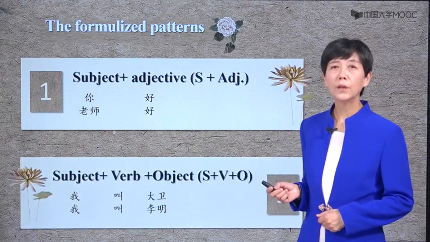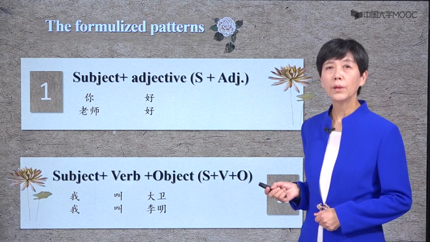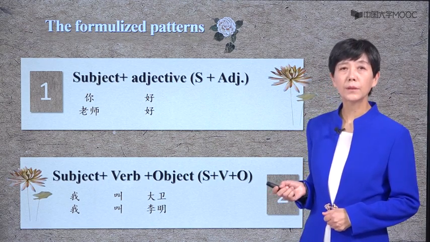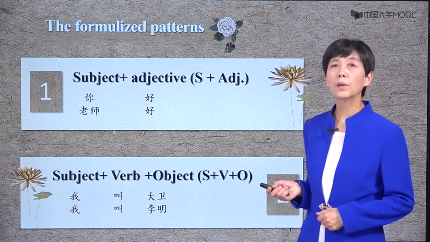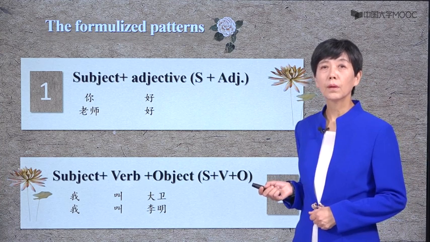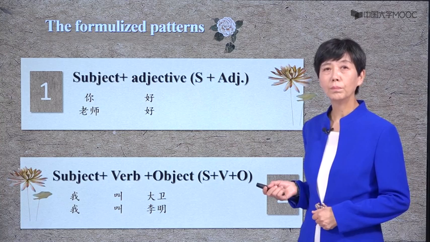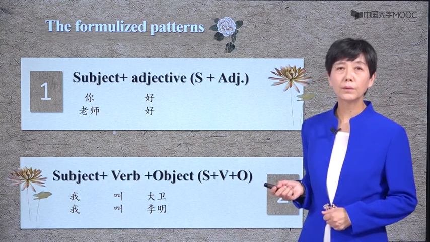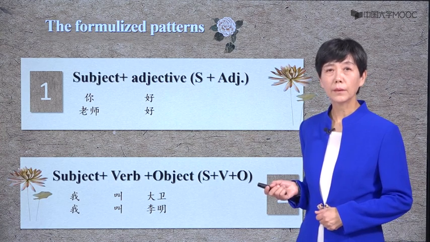Now you got to know the two kinds of Chinese patterns in grammar. If we formalize them, we can write them as follows. The first pattern is subject plus adjective. For example, 你好，老师好. The second pattern is subject plus verb and object.